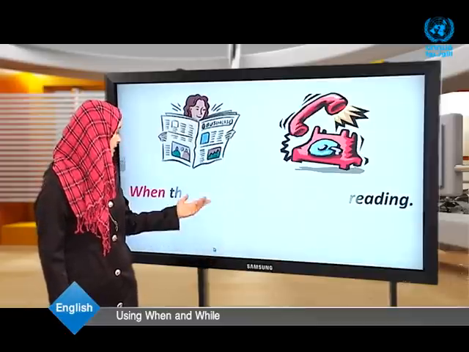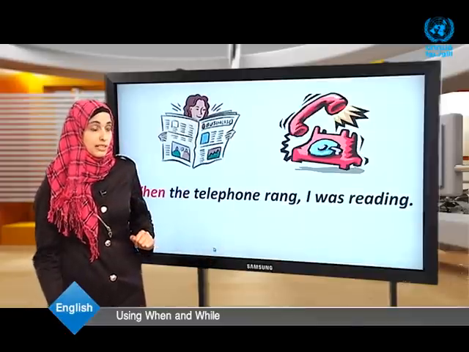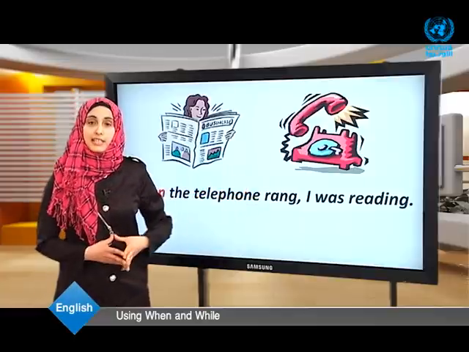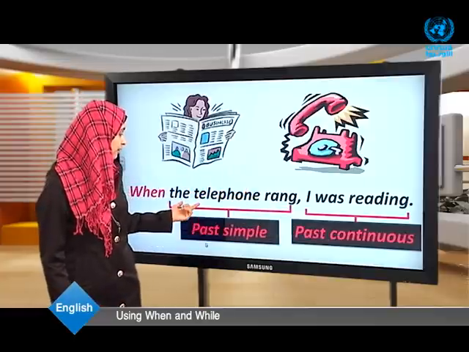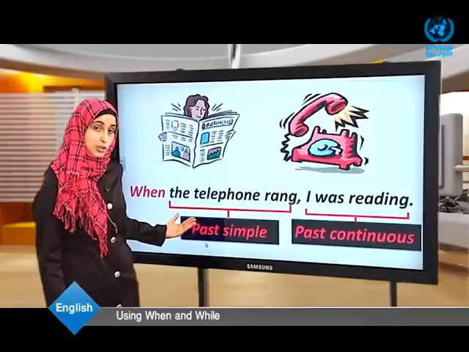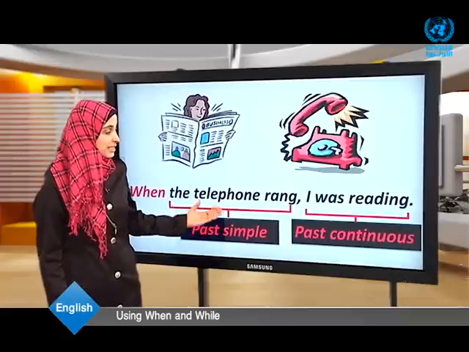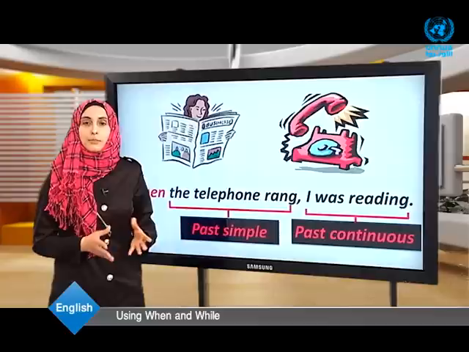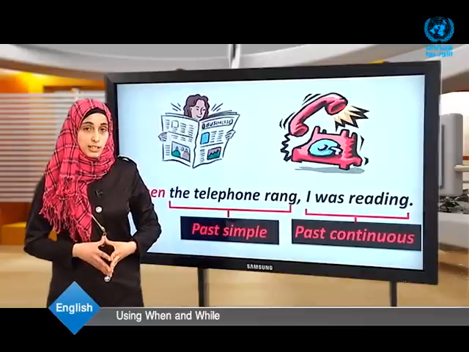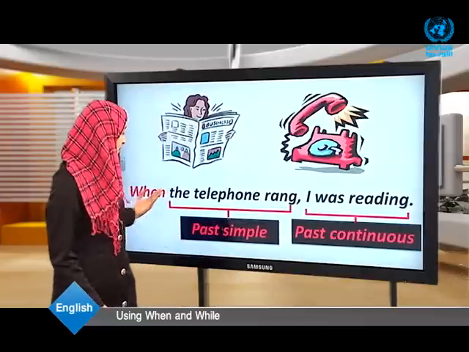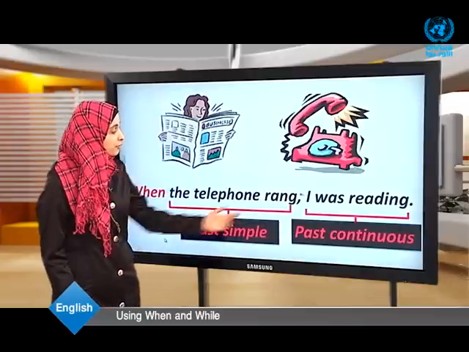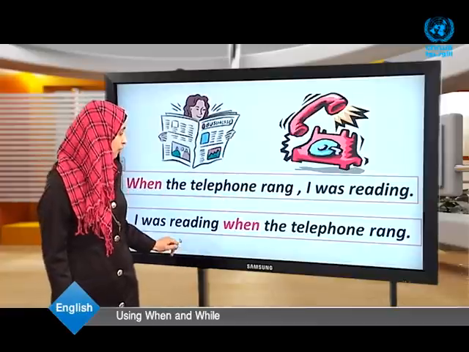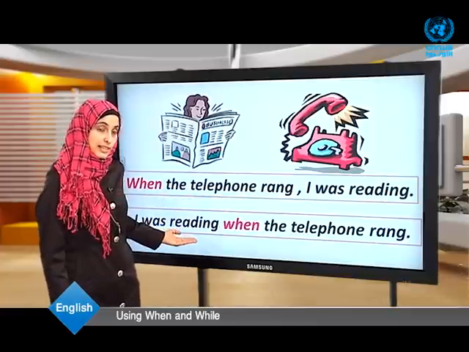Now look here, we can say it in another way. Instead of the middle, we can say, when the telephone rang, I was reading. Again, we have two actions, past simple, the short action, which interrupted the long action, which is the past continuous, I was reading. But dear students, you have to pay attention here. When we use when at the beginning of the sentence, you have to use the comma in the middle. Don't forget that.